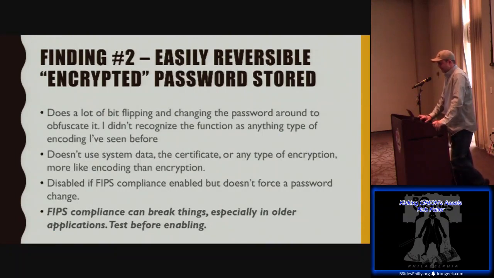So, finding number 2: easily reversible, quote unquote, encrypted password. It doesn't use any of the system data or certificate. It is disabled when FIPS compliance is disabled, but FIPS basically breaks everything. Essentially all it is, is bit flipping. It takes the password, uppercases it first for some weird reason, and then does a bunch of bit flipping that you can just copy and paste. And now if you have access to that database, you get all the passwords for Orion. Then you can log in, and then you can use the cert to decrypt all the other passwords, and then you're done.